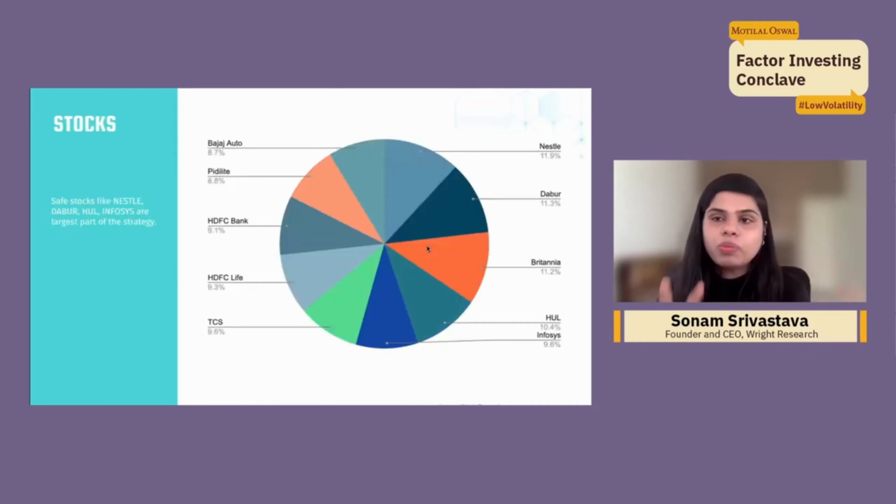Now looking at the composition in terms of what stocks are present in this particular index, you would have guessed that it contains all your FMCG names, Nestle, Dabur, Britannia, HUL, etc. Infosys also forms a large part. HDFC Bank and HDFC Life, very stable financial services stocks, also form a large portion of this portfolio. So this is how the stocks look for this particular portfolio.